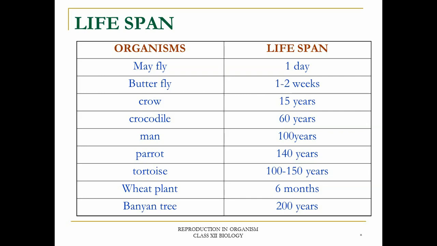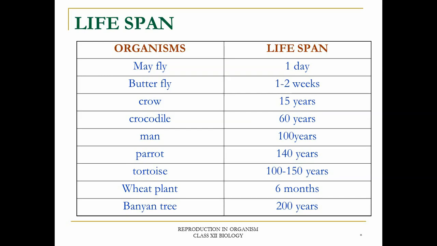The very least lifespan, if you see, mayfly, it has only 1 day, and the butterfly 1 to 2 weeks, crow 15 years, crocodile 60 years, man 100 years approximately, it now reduces to 80 years average. Parrot 140 years, tortoise 100 to 150 years, wheat plant 6 months, it's a whole period, that's why it's called an annual plant. Banyan tree 200 years. So each and every organism has its own lifespan.